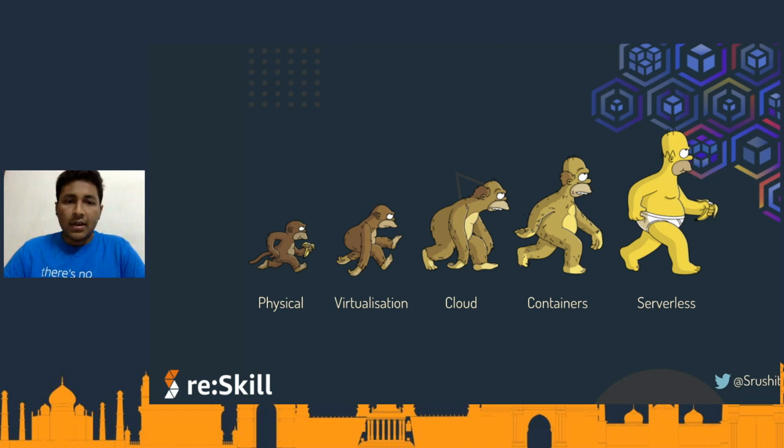So basically, at every individual level of our evolution, we had one abstraction and a few things that have been taken away from us as developers. And the cloud provider, in this case AWS, takes care of everything for us, and we don't really have to worry about it. So that's pretty much the evolution.